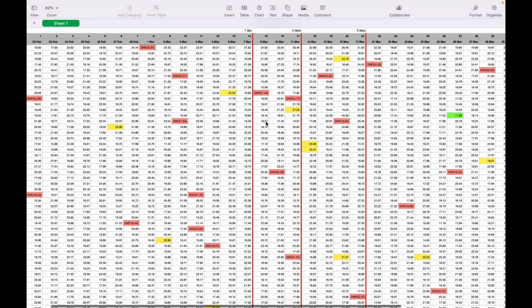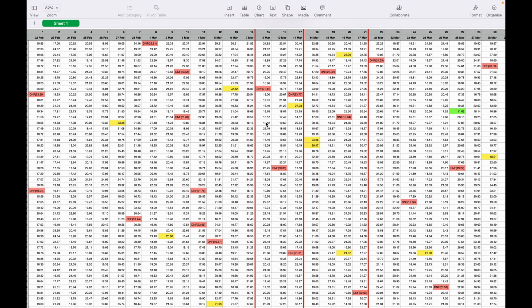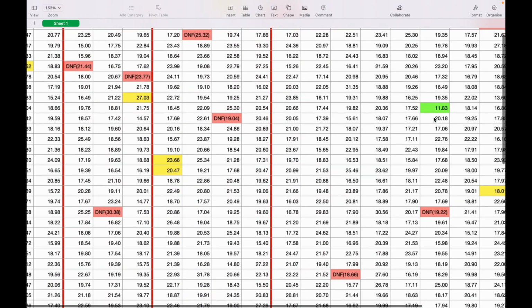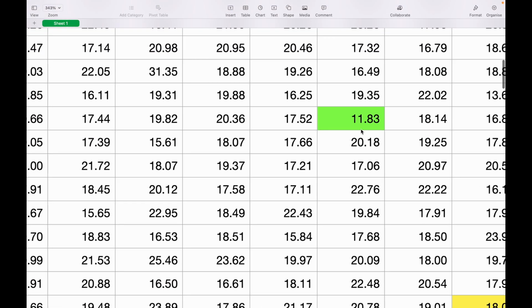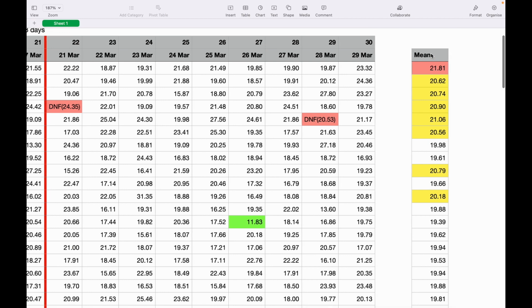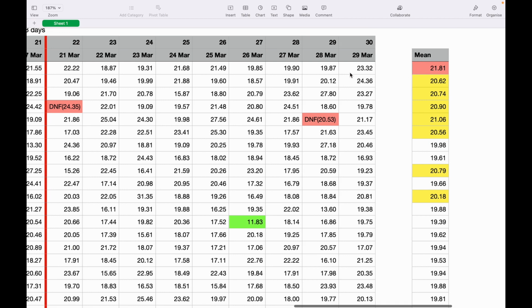If I zoom out again, you can see the big picture of DNFs in red and +2s in yellow. And here you can see this green one. This is my new PB, a really cool sub 12 PB during these sessions. I also have the means here, the mean by each number of the solve. Solve number 1 is the worst one, that's interesting.